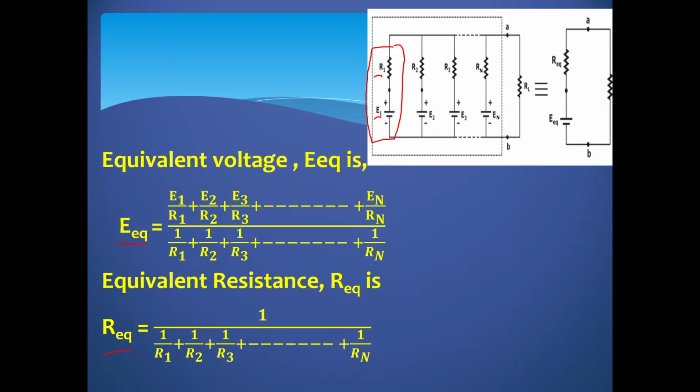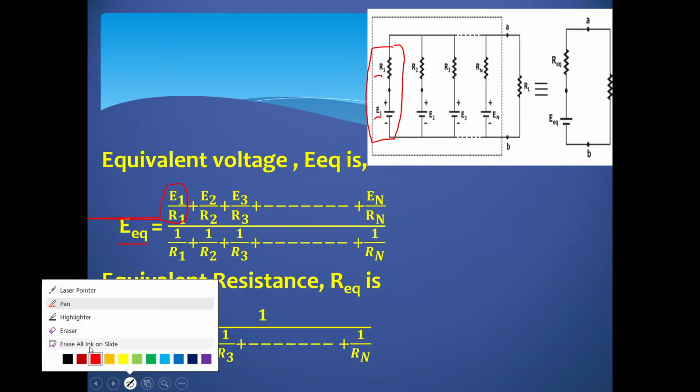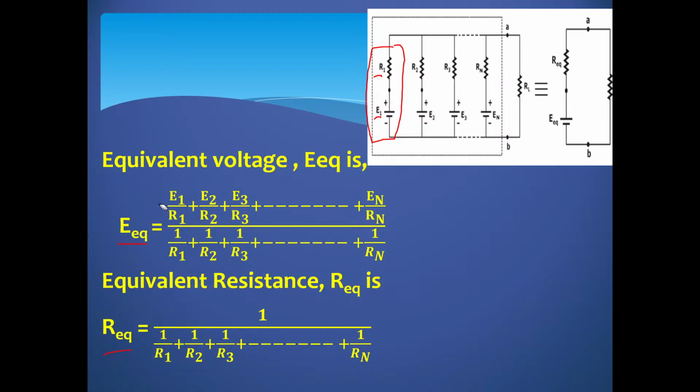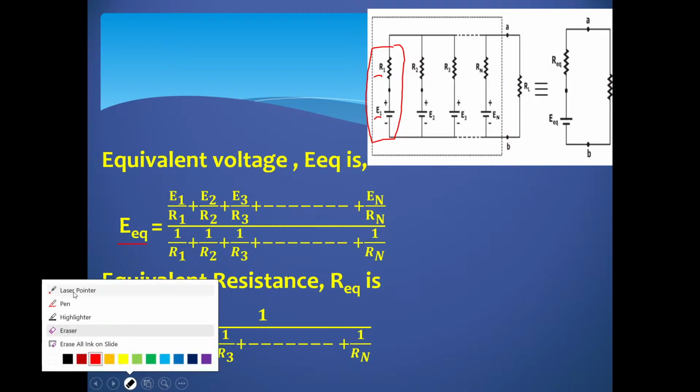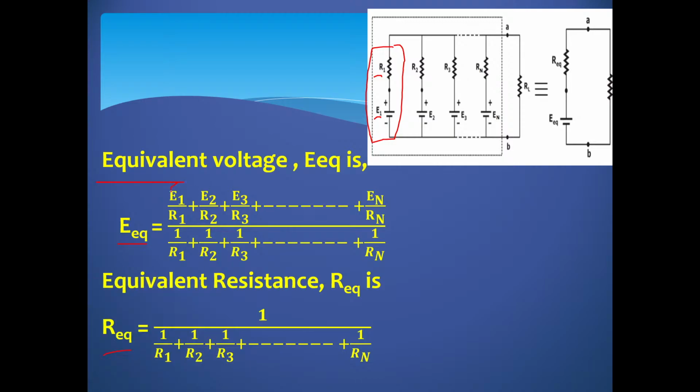So what is E by R? E by R is nothing but current, isn't it? So write E1 by R1. That is the current I1 value, plus, just write E1 by R1 plus next.